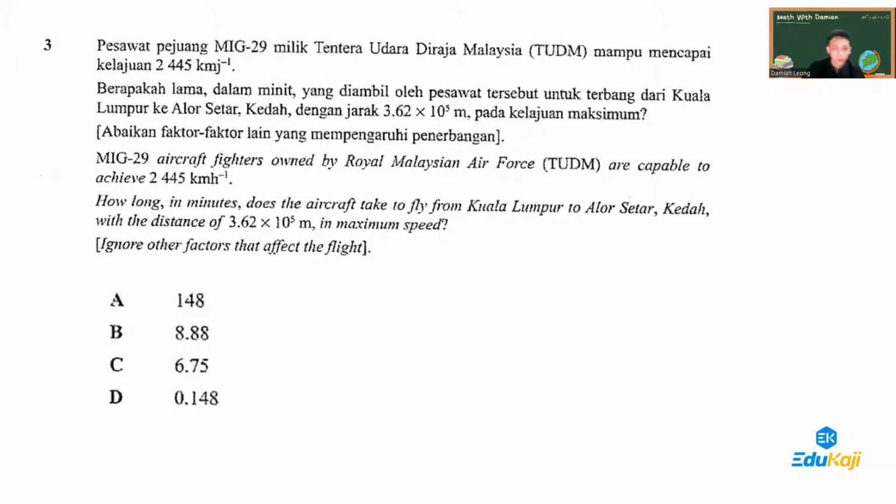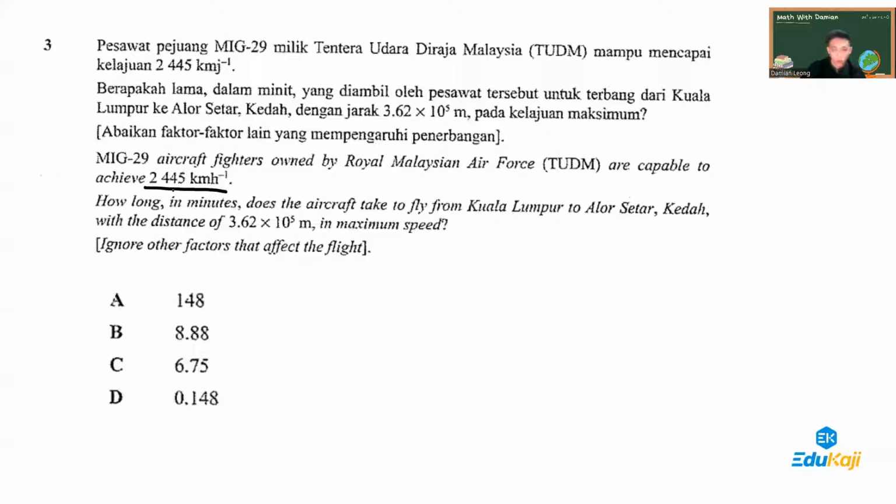For question 3, I have a MiG-29 aircraft fighter owned by Malaysian Air Force, capable to achieve 2,445 kilometers per hour. So how long in minutes does the aircraft take to fly from KL to Alor Setar, Kedah with distance of 3.62 times 10 to the power 5 meters in maximum speed? So this will be the maximum speed.